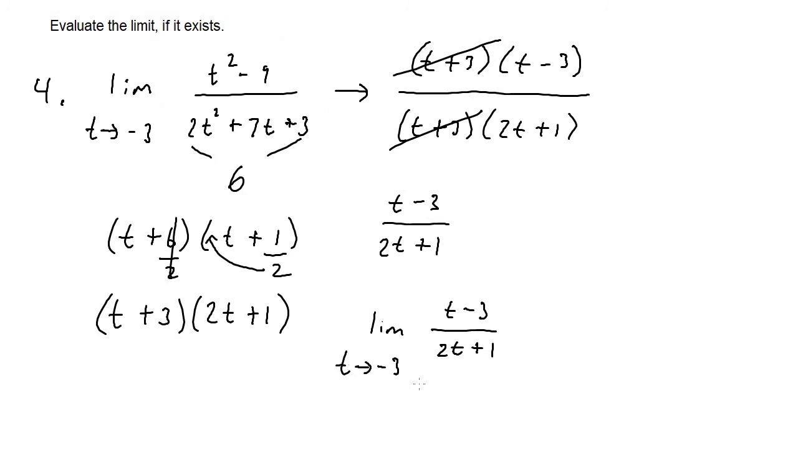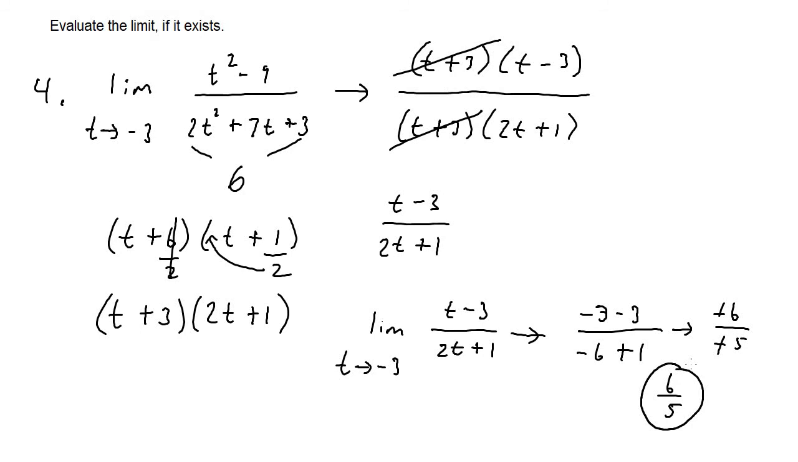So now we can use direct substitution and plug in negative 3 for t. On the numerator we'll get negative 3 minus 3, and on the denominator we'll get 2 times negative 3, which is negative 6, plus 1. Negative 3 minus 3 is negative 6, over negative 6 plus 1, which is negative 5. Realize that the negatives will cancel, and so our final answer is 6 over 5, which is the limit of this function.